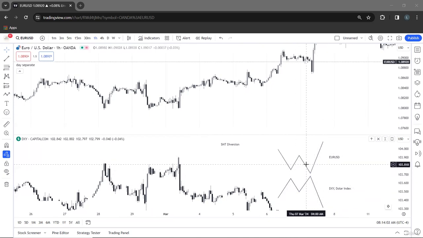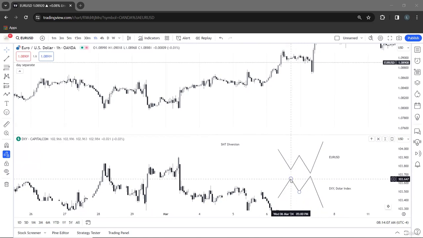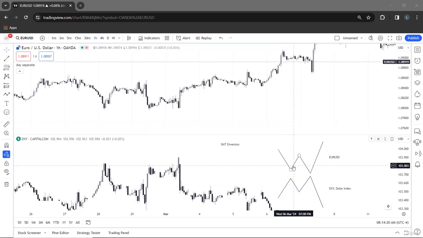So the inverse correlation is basically when the dollar index is making a higher low, the euro dollar should be making a lower high. So just like an inverse correlation between the dollar index and this asset type, right? When the dollar index is making a lower high, the euro dollar should be making a higher low. So there should be an inverse correlation between the two of them.